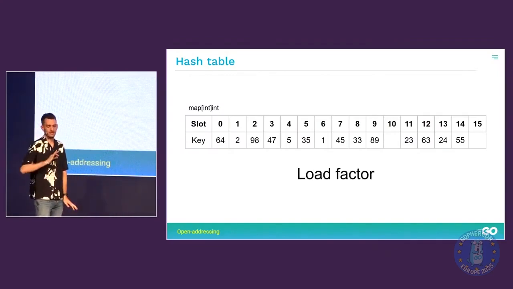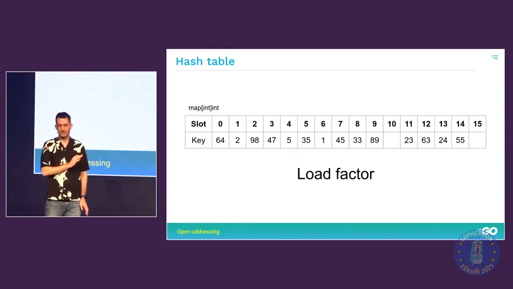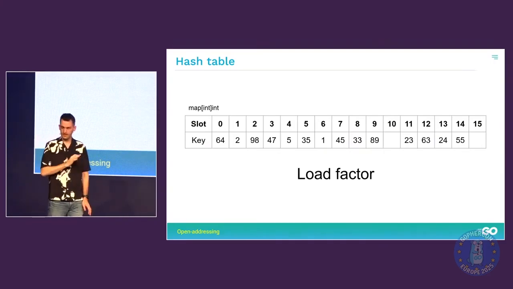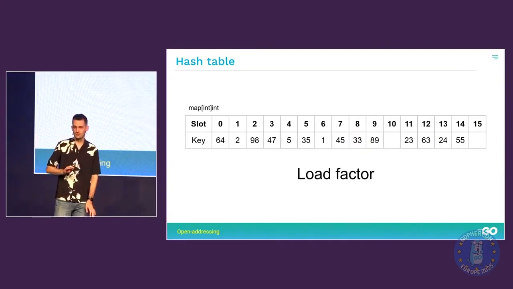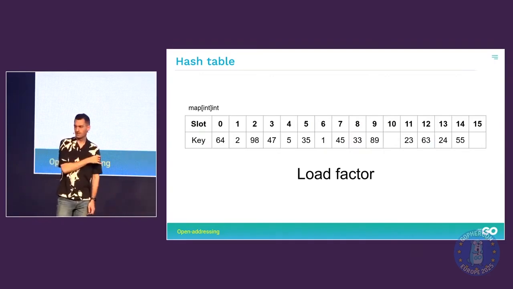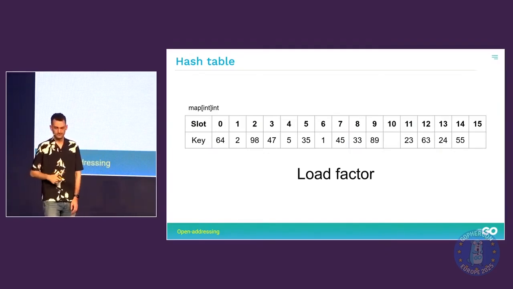But if we step back a moment from the completely full hash table and say it's almost full, here we can talk about the concept of what's called a load factor. The load factor is simply a measure of how full the hash table is. So in this case, 14 out of the 16 slots are full, so that's an 87.5% load factor.